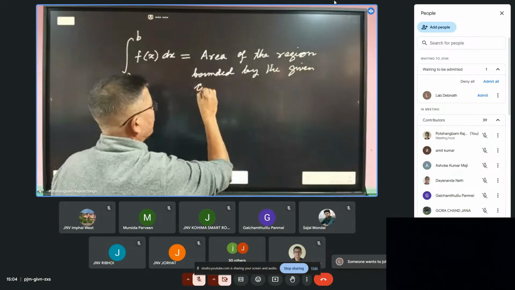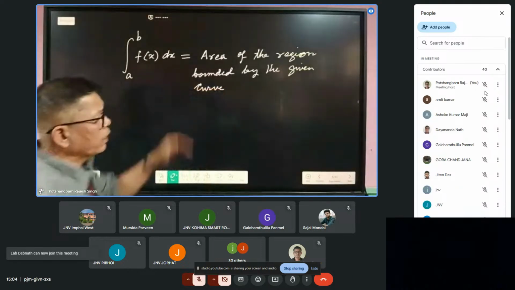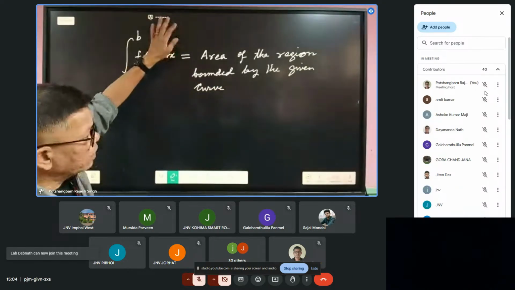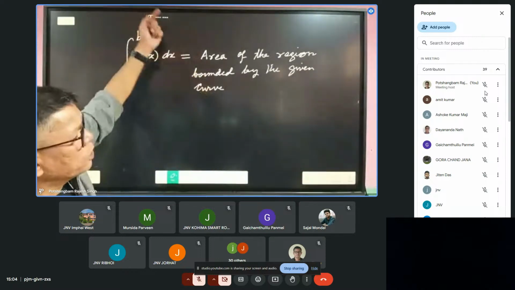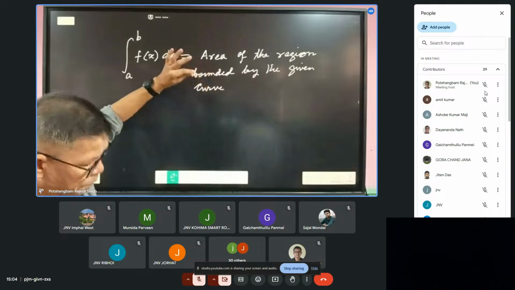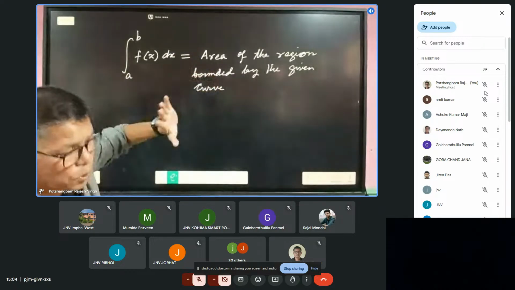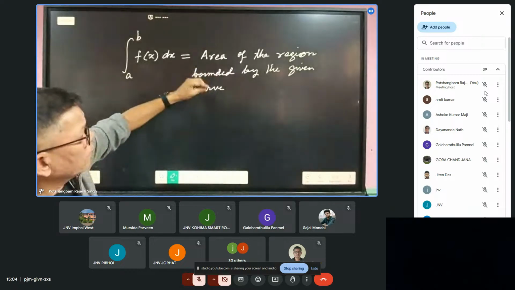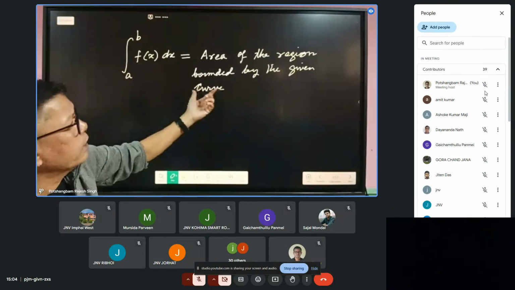By the given curve. I already mentioned this curve. This curve may be a line, a circle, a parabola, or an ellipse. But in general, instead of mentioning a particular one, I'm mentioning the curve.